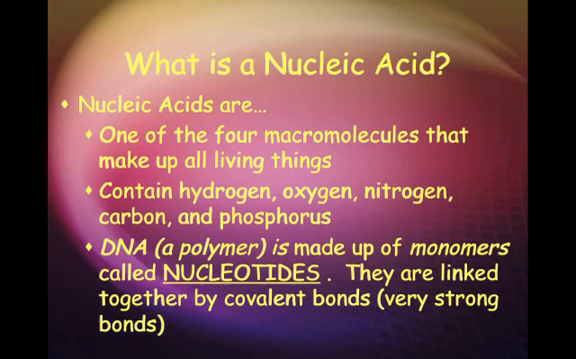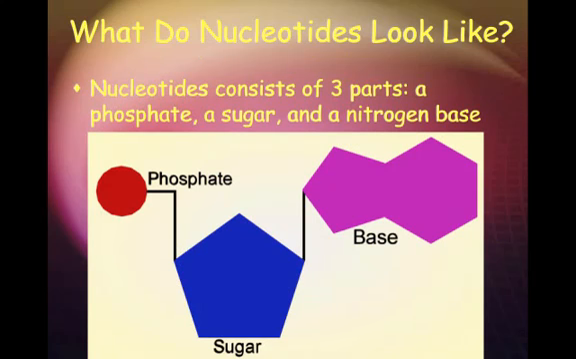DNA is a polymer, so it is made up of many monomers called nucleotides, and those nucleotides are linked through covalent bonds. Those are really strong bonds that don't fall apart. Just like carbohydrates and lipids, nucleic acids are put together through dehydration synthesis, and they can be ripped apart through hydrolysis. So here's a picture of a nucleotide.